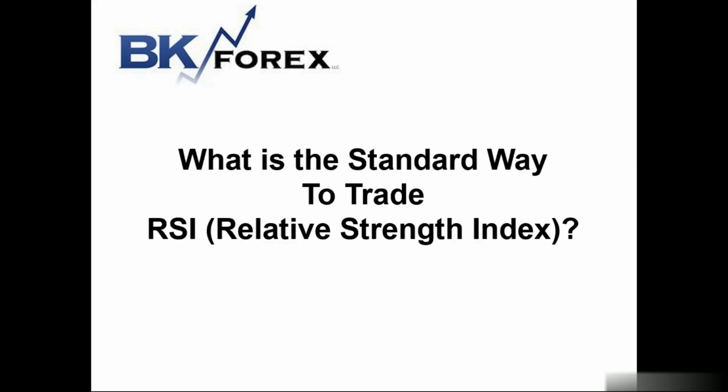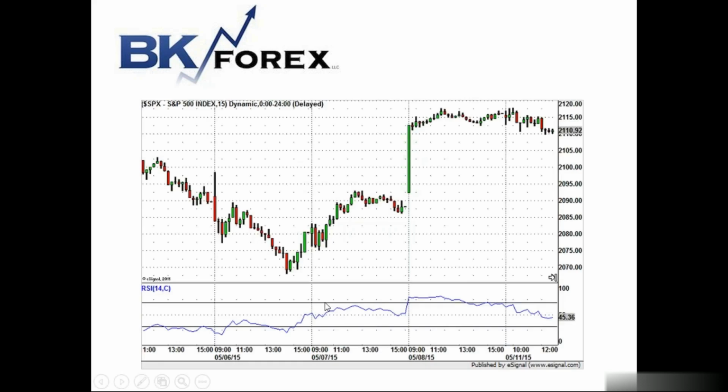So let's start with RSI. What is the standard way to trade RSI, the relative strength index? Well, to begin, I'd like to explain what the RSI is. The RSI is the relative strength index, and it's generally an overbought, oversold indicator if you're not familiar with it. With RSI, what people typically look at is if RSI moves above this black line, which is usually about 70 and 30 are the parameters, if it moves above 70, it's considered overbought. If it moves below 30, it's considered oversold.